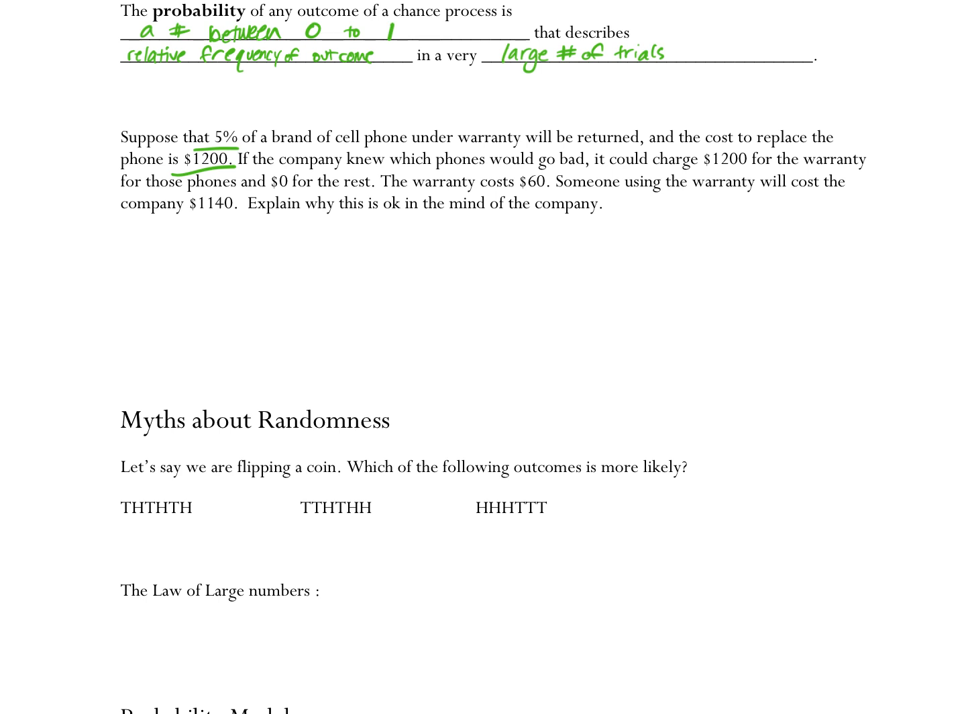Do you guys get what I'm saying? Okay, so this is okay in the mind of the company because a company has a large number of trials. And in this case, we would call that trial. They sell a large number of phones.